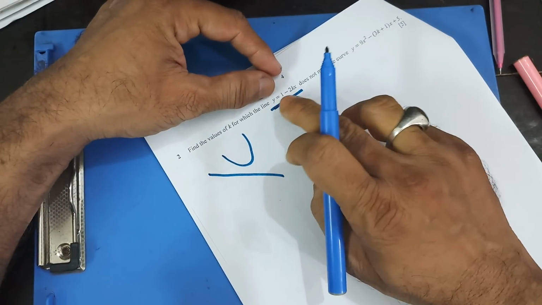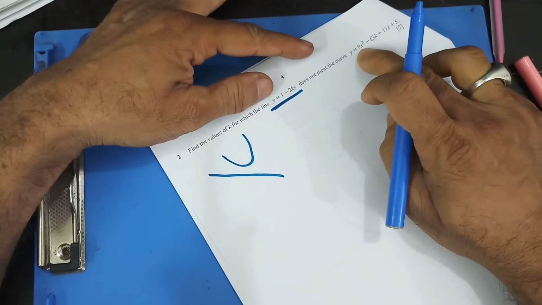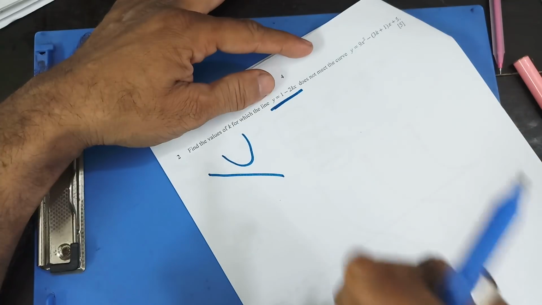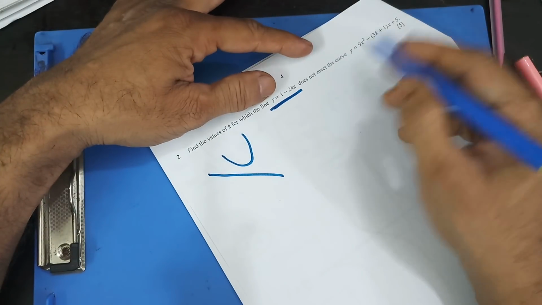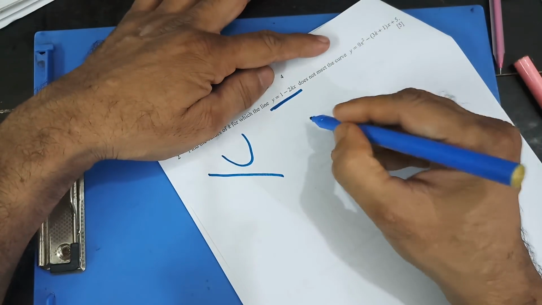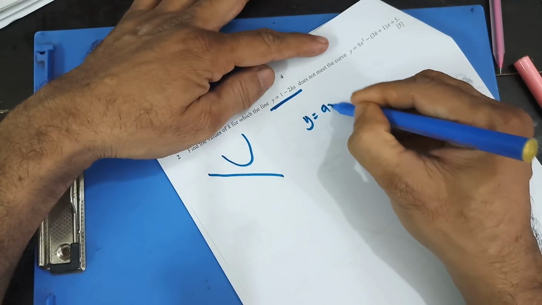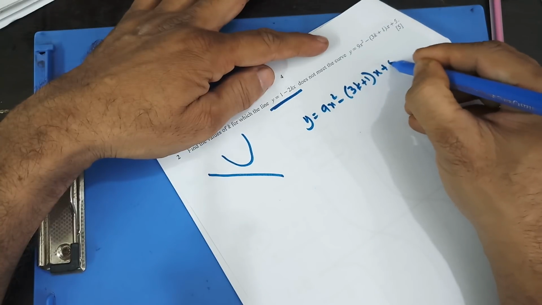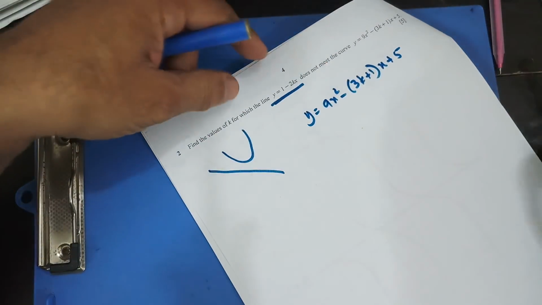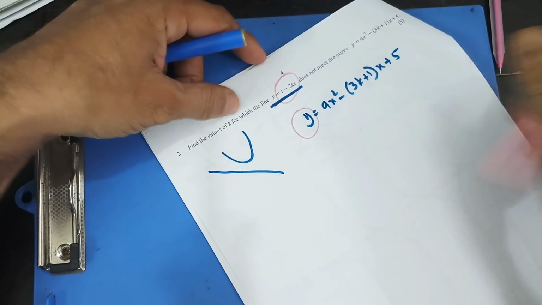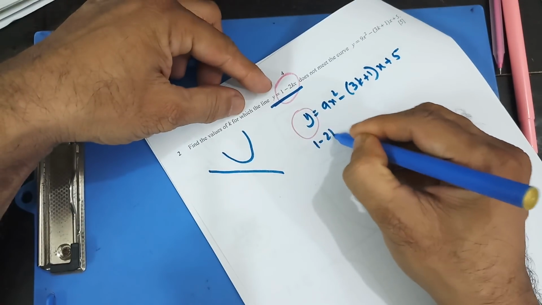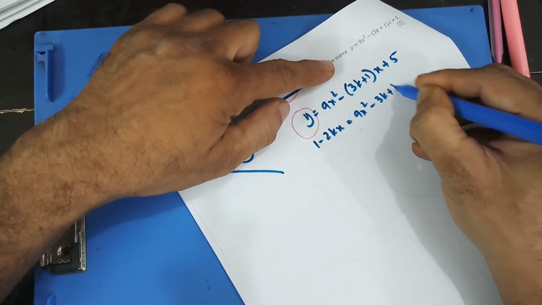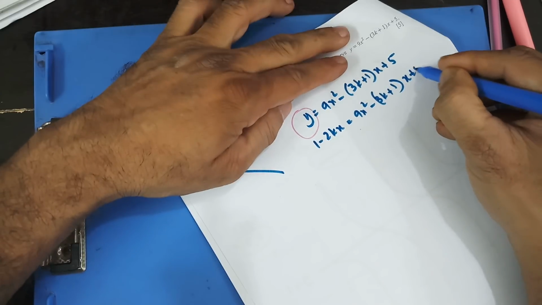Simultaneously, what are we gonna do? We're gonna put the value of y in this equation, and then we're gonna go with the discriminant, because that determines the nature of the roots of the quadratic function. Okay, so y equal to 9x squared minus (3k plus 1)x plus 5. And what did I say? I'm going to replace this y by that. So it's going to be 1 minus 2kx equal to 9x squared minus (3k plus 1)x plus 5.